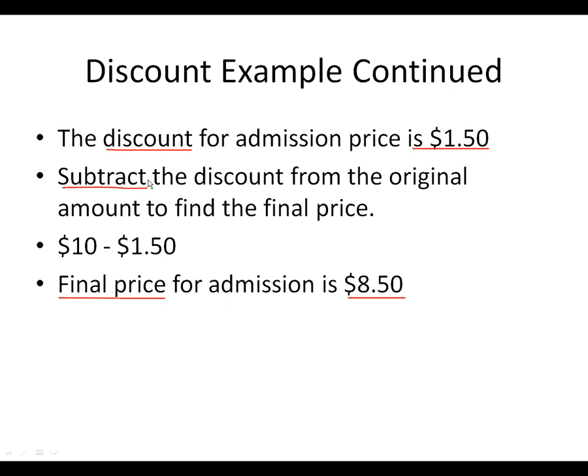We subtract the discount from the original price to find the final price that the children will pay. So 10 minus $1.50 equals $8.50. And there's the final price for admission.